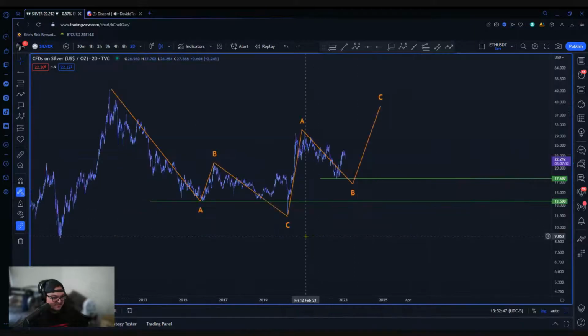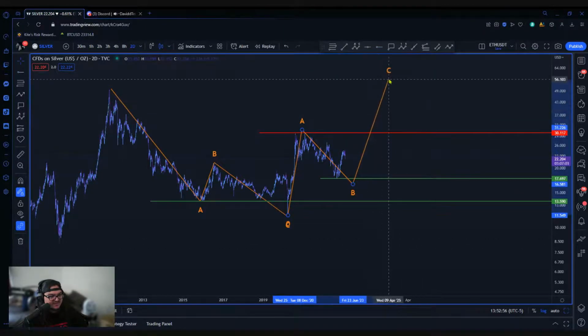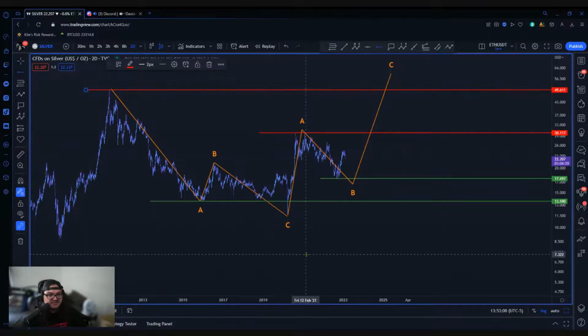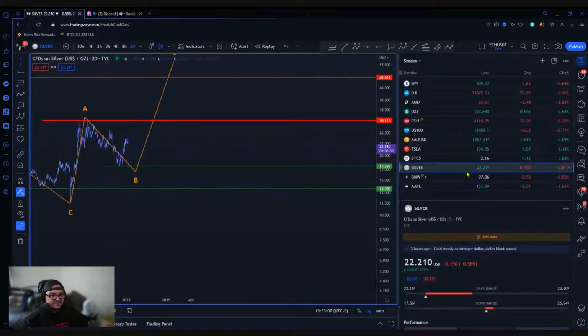Did I touch on everything? Oh yeah, also, if this is a situation for this ABC, I would need this high to be broken here before possibly reversing. If we break through and continue upward, the next region of resistance is going to be around that 49.61. And that's pretty much going to do it for silver.